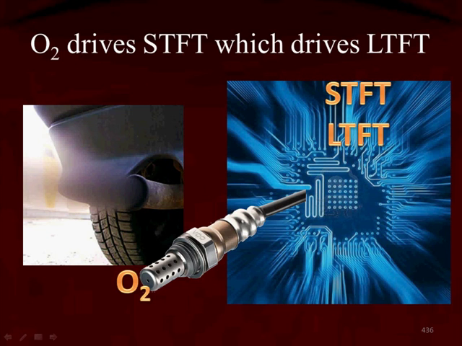The oxygen sensor drives short-term fuel trim, which drives long-term fuel trim. What the heck does that mean? Well, we're going to begin to talk about fuel control. And fuel control starts wherever you say it starts. It can start at the oxygen sensor or it can start at long-term fuel trim. I don't care about it because it's a loop. It's a closed loop system with no beginning and no end.